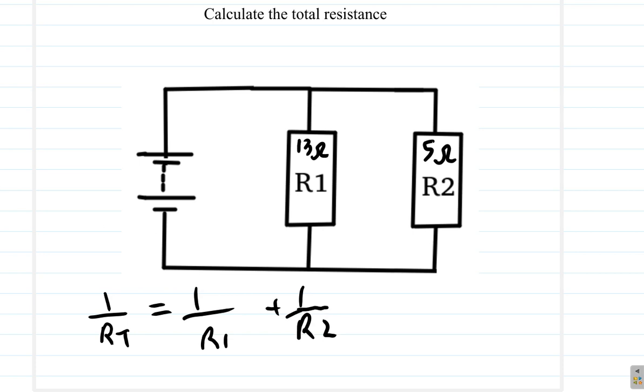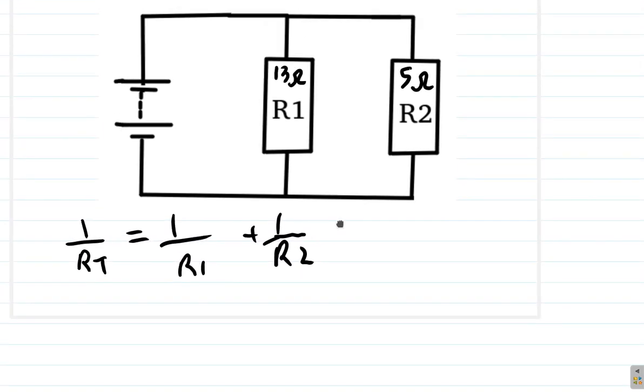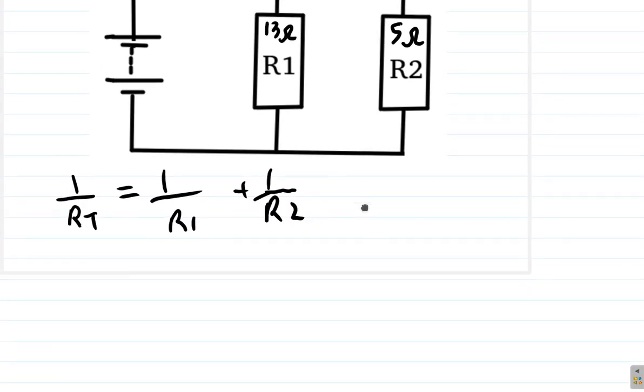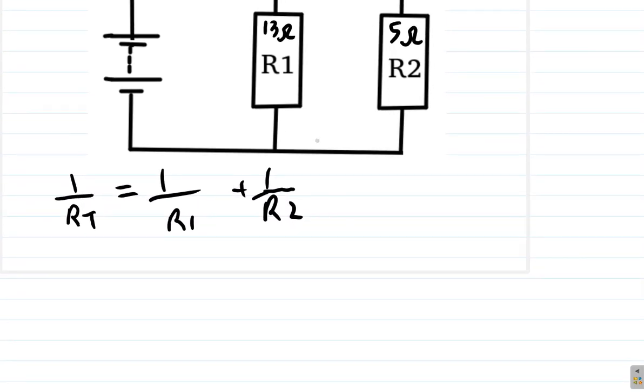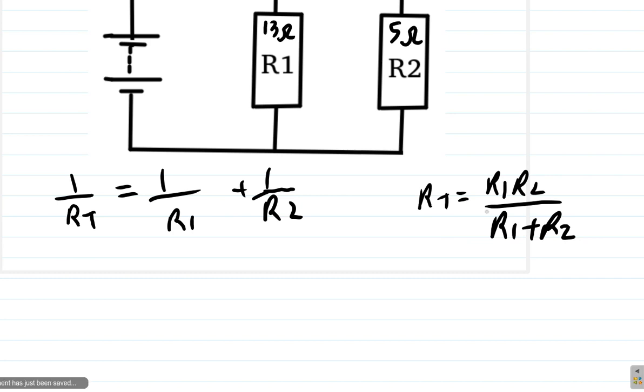You might also know about the product over sum rule, where you would say that RT is the product R1 R2 divided by the sum R1 plus R2. Let us take a moment to see how it is derived before we do the actual calculation.